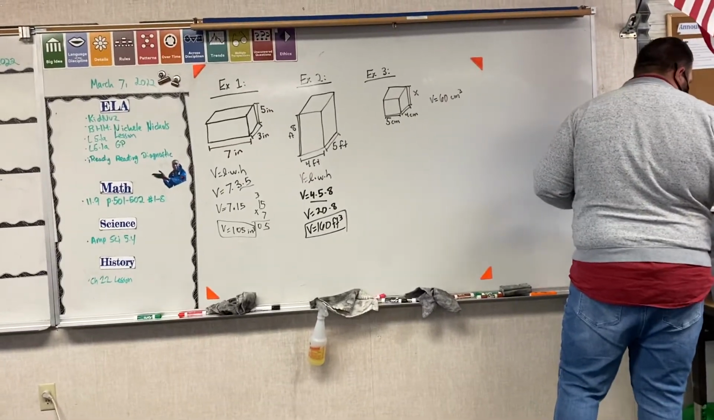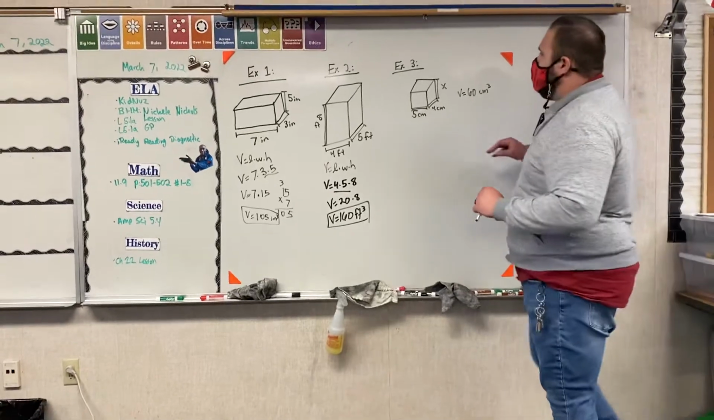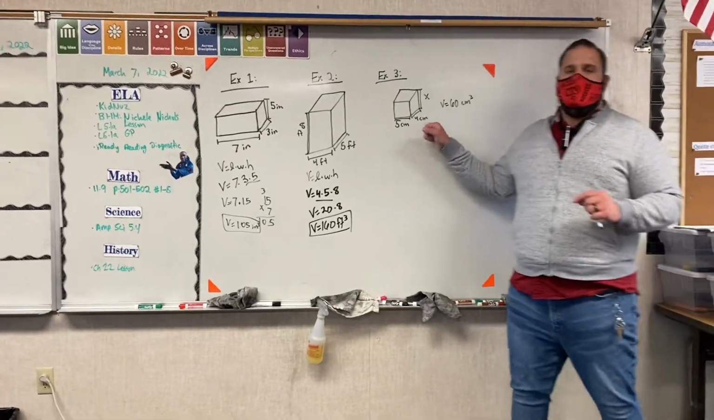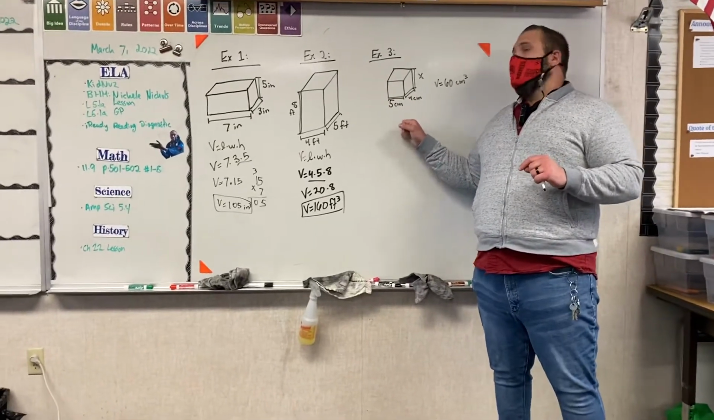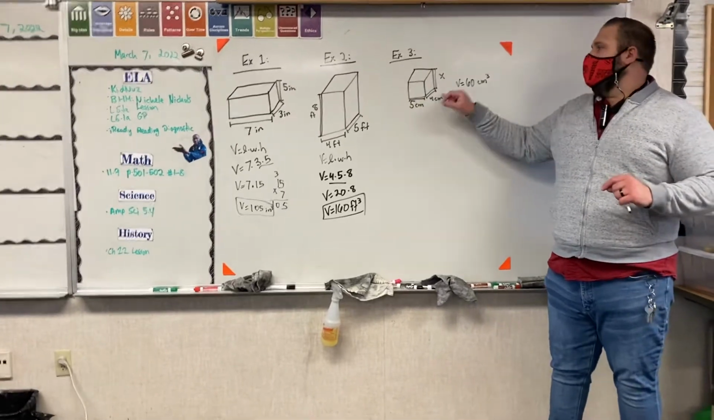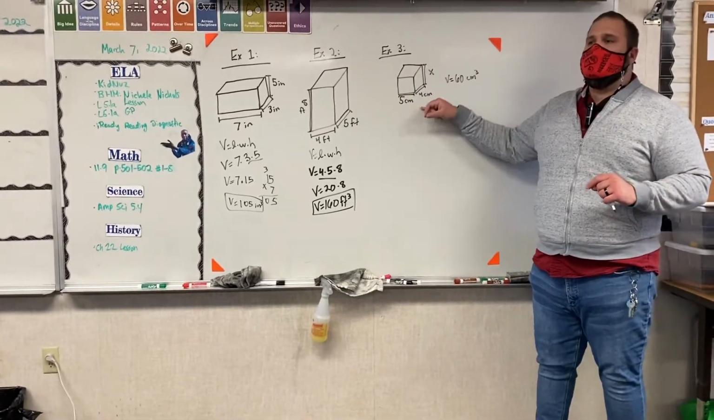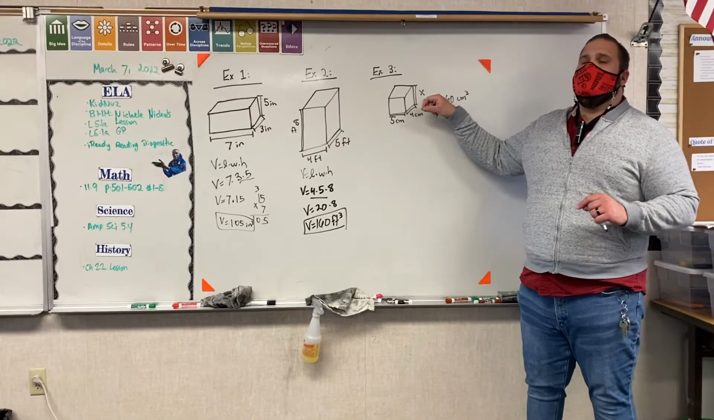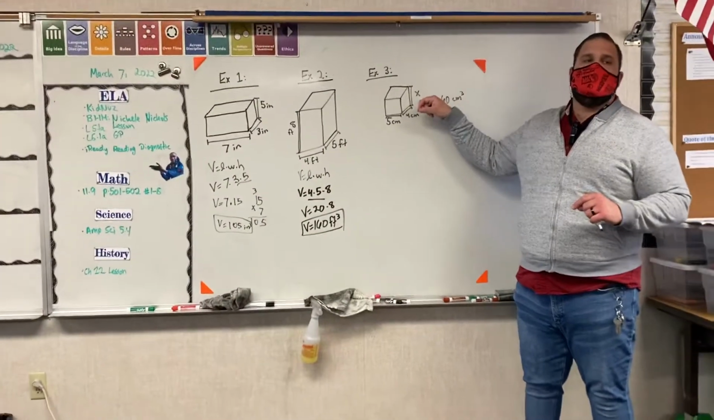Okay? Now this one's where it gets a little tricky. This is numbers 7 and 8. So I don't want you to freak out when you see this. You're going to get the length, width, or at least 2 of the 3. You're going to get 2 of these. Then you're going to get an unknown value. This is new information that you're learning.